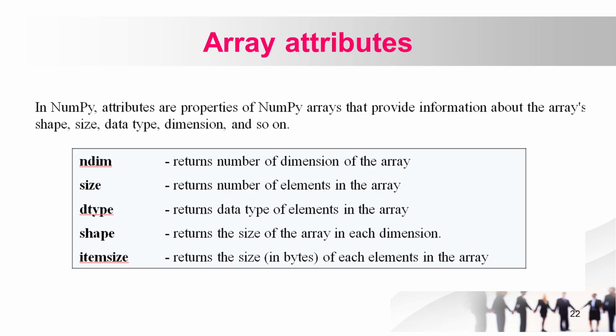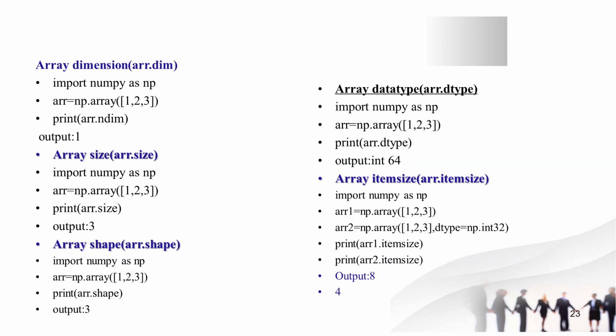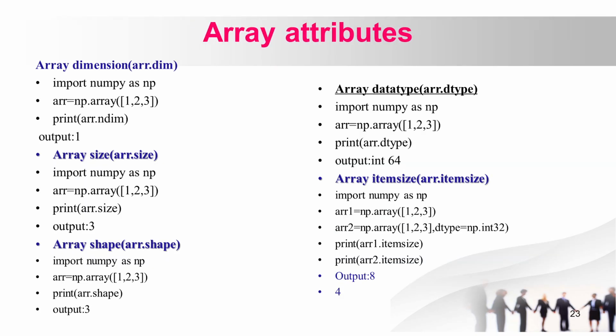The next thing is itemsize. It returns the size in bytes, whether 4 bytes or 8 bytes, of each element in the array. So the 5 attributes we are studying are ndim, size, dtype, shape and itemsize. Now we'll see an example: import numpy as np. What is the command we have to use? np.array, and we are giving a single-dimensional array.